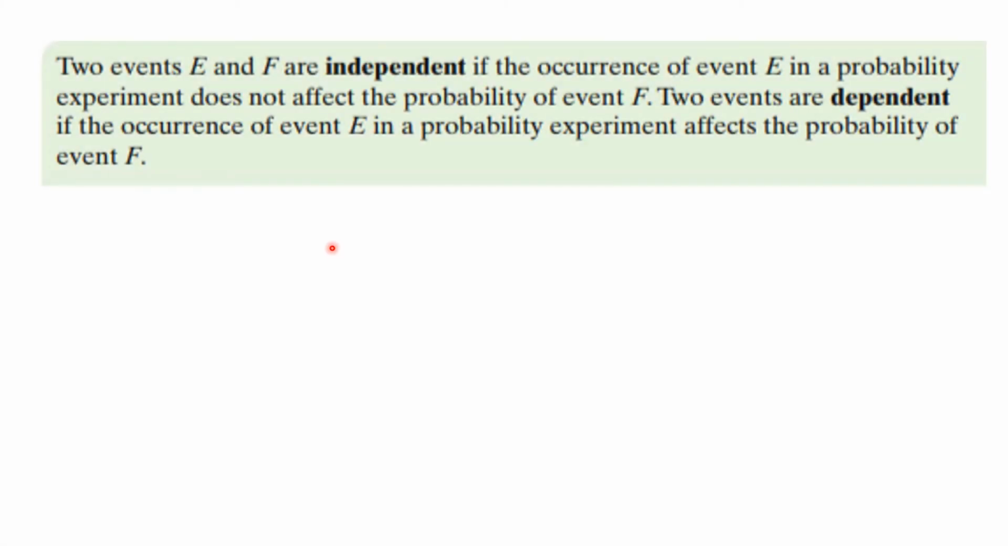Let's begin with the definition. Two events, E and F, are independent if the occurrence of event E in a probability experiment does not affect the probability of event F. Two events are called dependent if the occurrence of event E in a probability experiment affects the probability of event F.